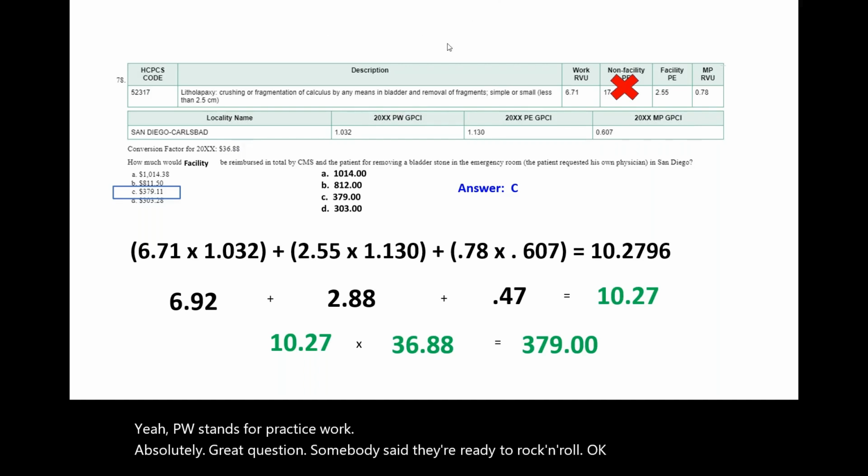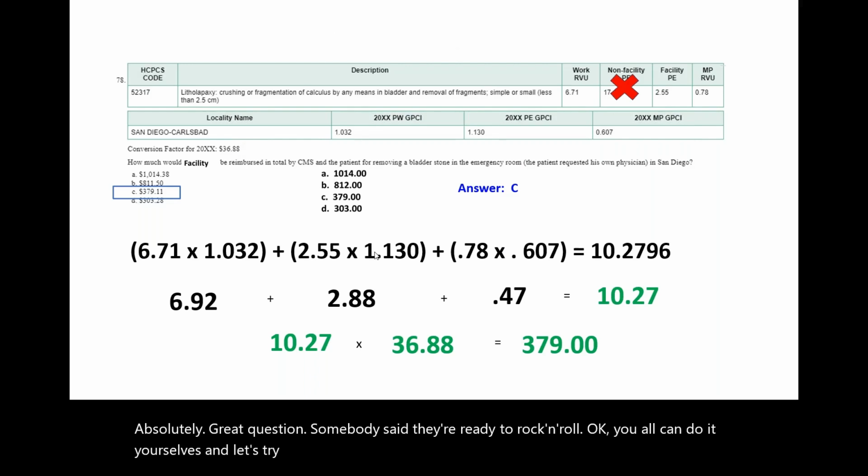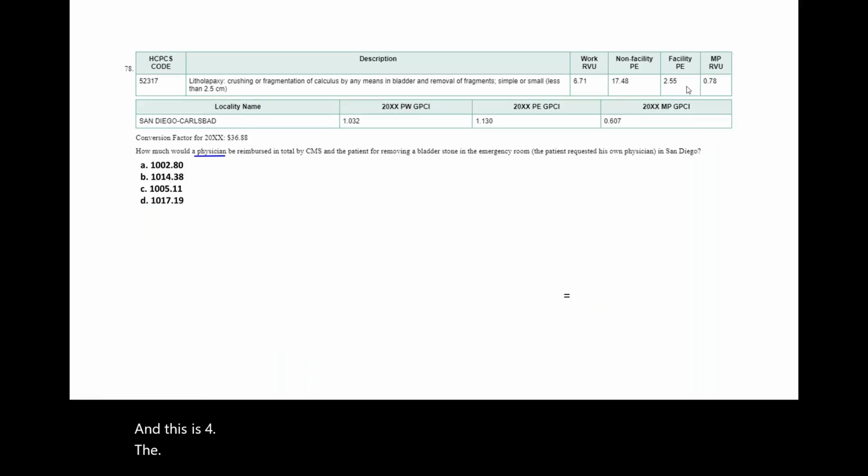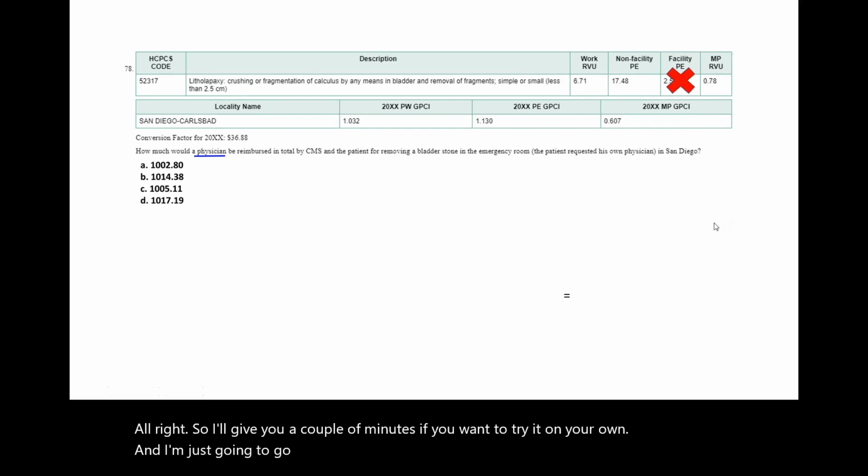Okay, you all can do it yourselves, and let's try it. And this is for the physician. Okay? All right, so I'll give you a couple of minutes if you want to try it on your own. And I'm just going to go ahead and X that out. Take it away.